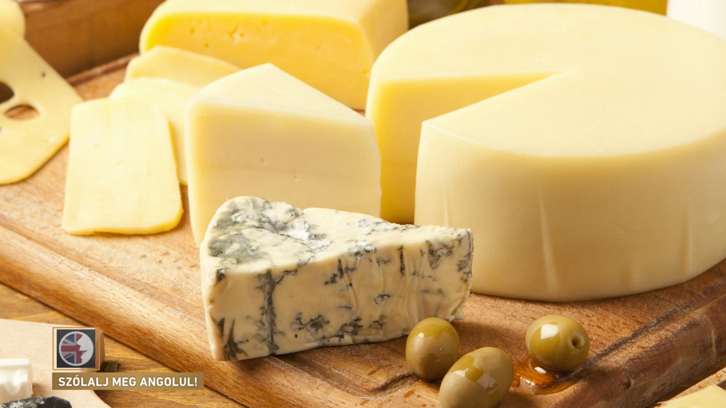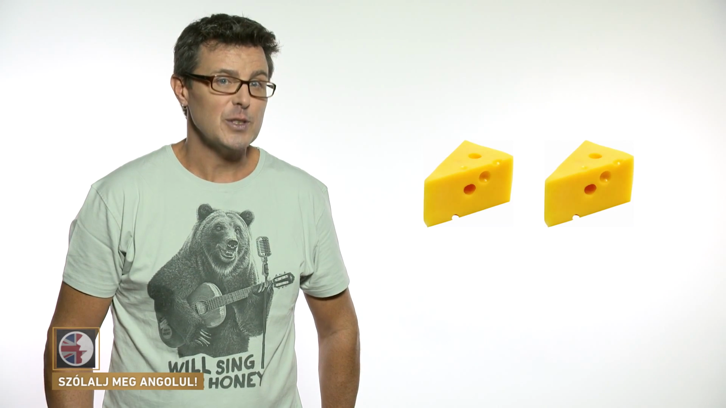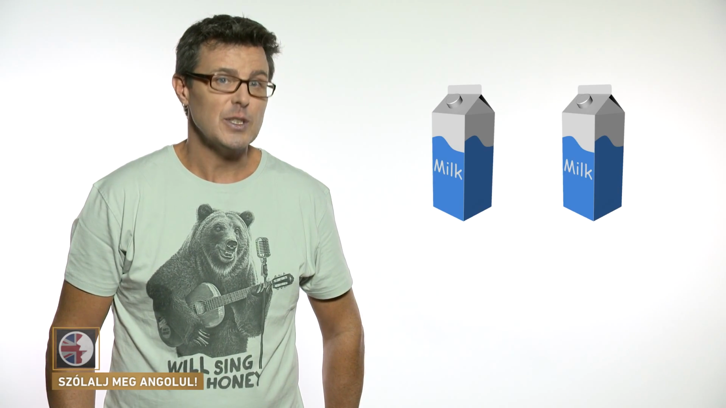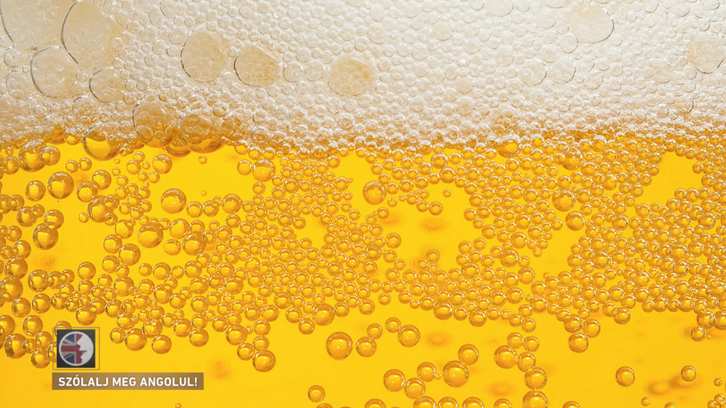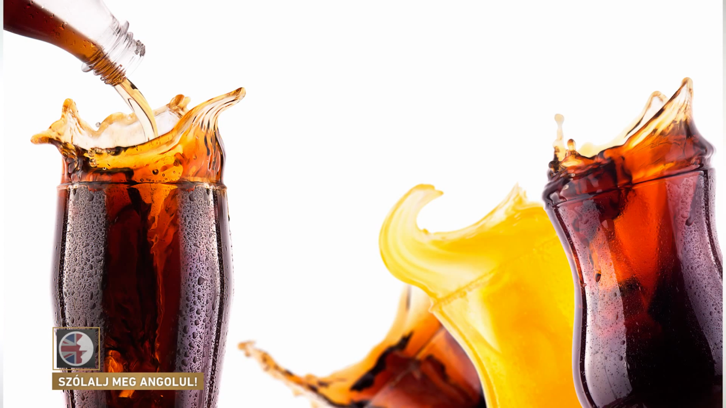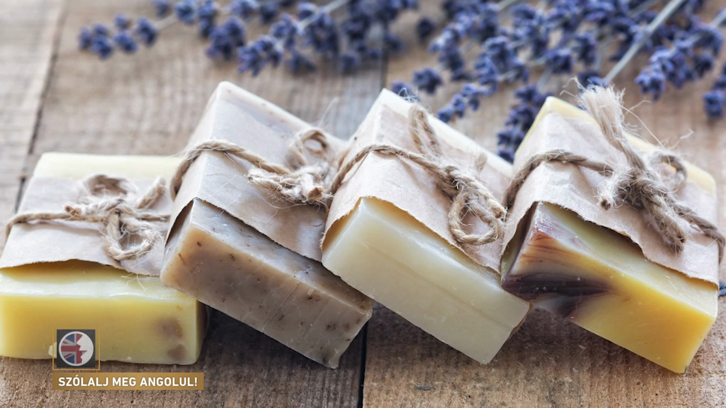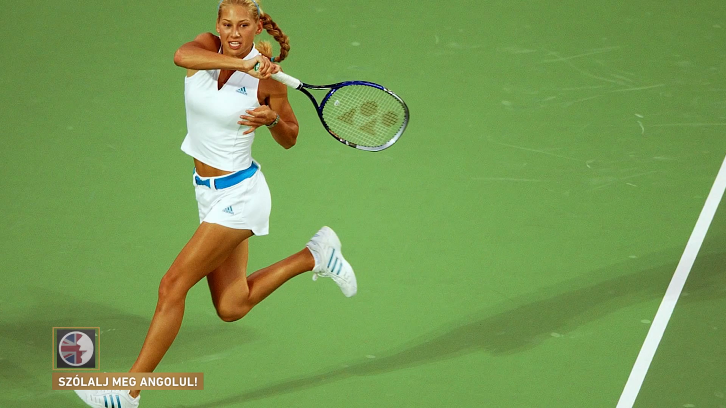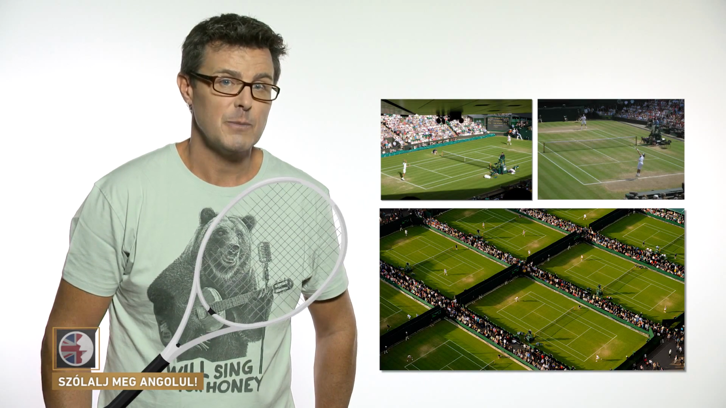So, rice is uncountable, but we can count a bowl of rice. Cheese is uncountable, but we can count a piece of cheese. Milk is uncountable, but we can count a carton of milk. Beer is uncountable, but we can count a bottle of beer. Soft drinks are uncountable, but we can count a can of Fanta, or Coke, or Pepsi. Soap is uncountable, but we can count bars of soap. Tennis is uncountable, but we can count a game of tennis.